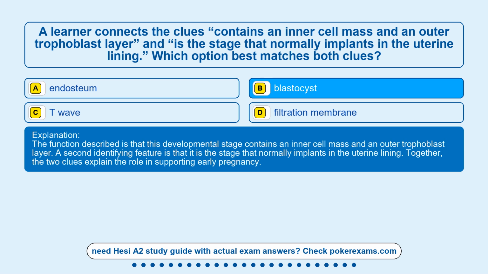The function described is that this developmental stage contains an inner cell mass and an outer trophoblast layer. A second identifying feature is that it is the stage that normally implants in the uterine lining. Together, the two clues explain the role in supporting early pregnancy.